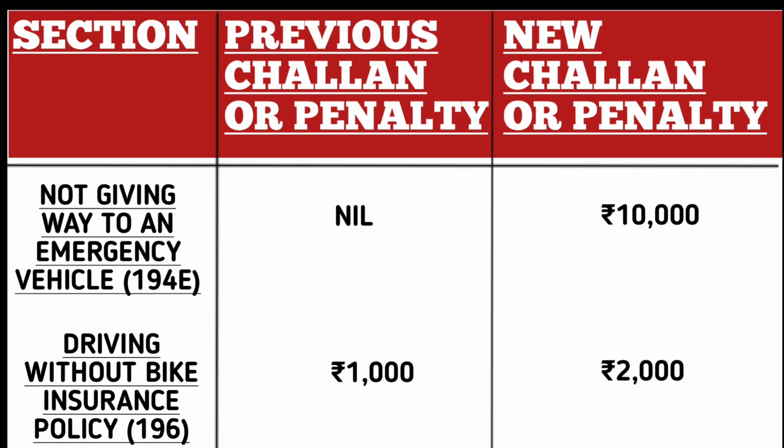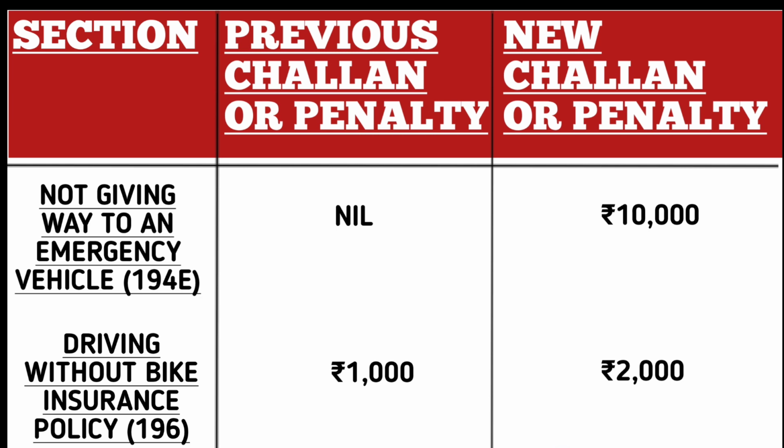Next is not giving way to an emergency vehicle, which is covered under section 194E, which means not giving way to an emergency vehicle such as ambulances, fire engines, etc., for which no penalty was being imposed prior to the amendment. But after the amendment, rupees 10,000 is imposed as a penalty on its violation.